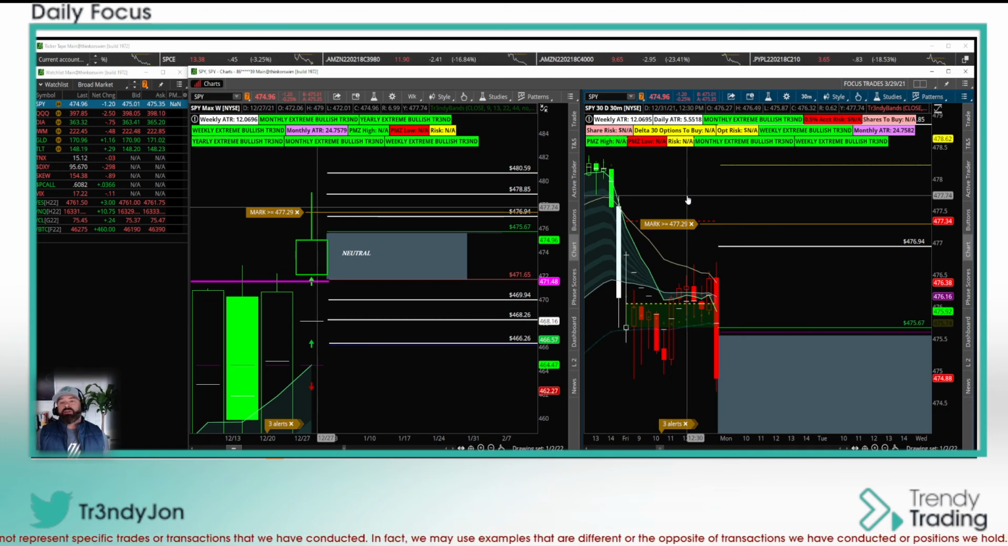Another thing I'll tell you, a lot of traders ask me, what options do I use? I like to keep it simple, at the money or in the money. So 50 delta to maybe 70 delta, no less than, I would say, a delta 30.